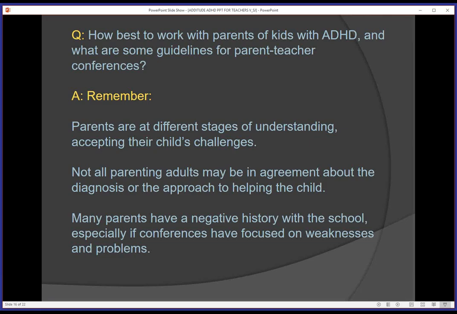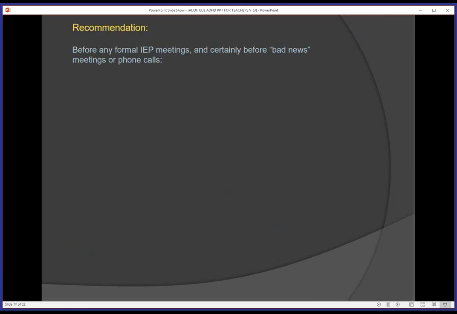Many parents have a negative history with the school. A lot of these conditions that we're talking about have biologic genetic roots. If conferences in school have focused on weaknesses and problems, a lot of parents don't want to go in and hear that over again. The other thing is they may have had negative relationships with the school themselves. They may have found learning challenging. So the idea of a school conference is not a benign activity.